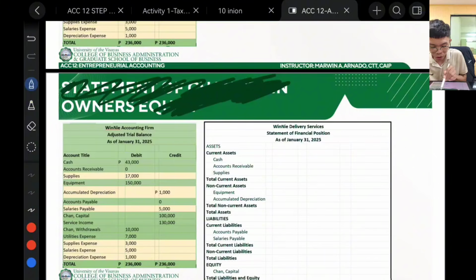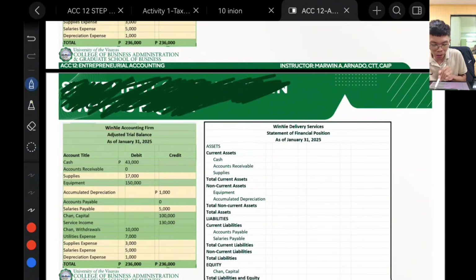Okay, this is not a statement of changes in owner's equity, but what we are preparing here is the statement of financial position. Let me just update this one first para dili tayo malilibog sa kalisod.